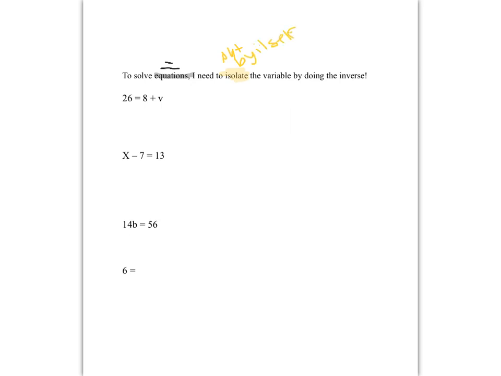A variable is a letter that represents a number or an unknown. It's a letter that represents an unknown.